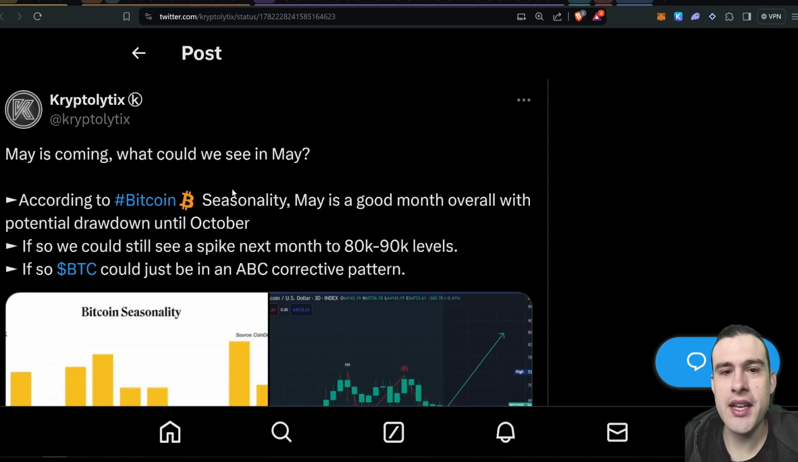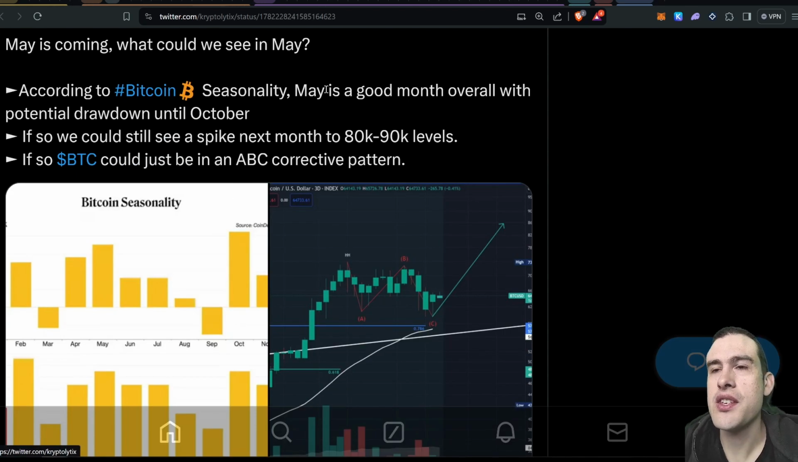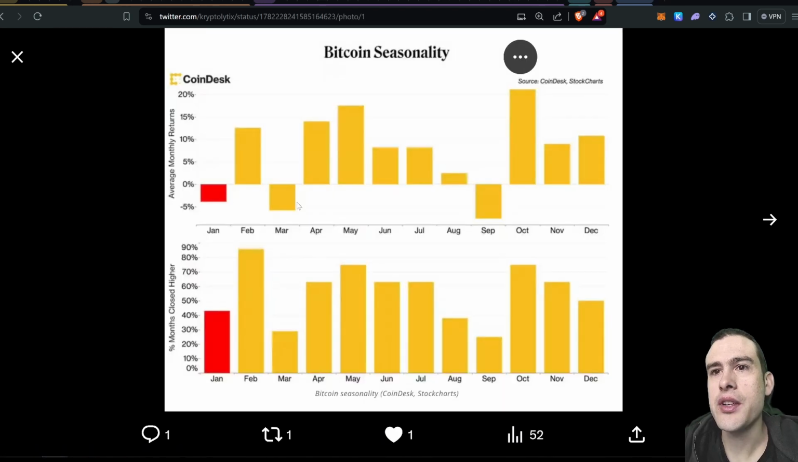So May, let's talk about seasonality. May is coming, and what could we see in May? According to Bitcoin seasonality, May is actually a good month overall with potential drawdown until October. So here's our seasonality according to CoinDesk.